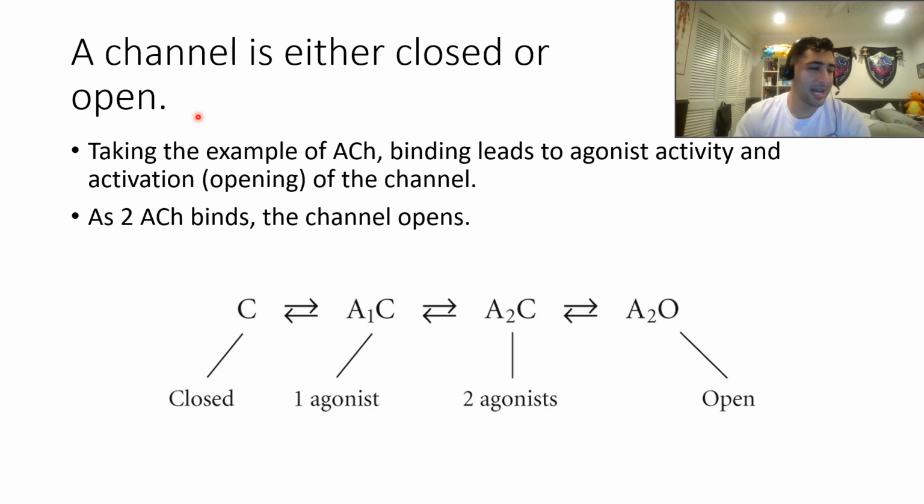So a channel is either open or a channel is closed. If you look at the example of acetylcholine, when 2 acetylcholines bind, the channel opens, right? So 1 agonist doesn't matter. 2 agonists, you get an open channel.